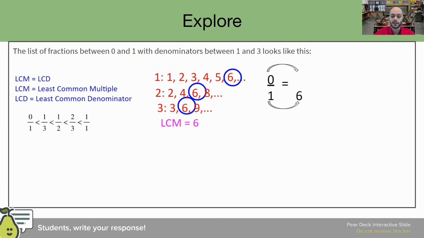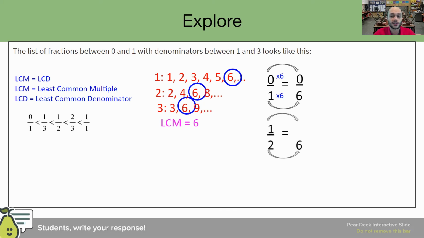Okay, welcome back. If you said that you have to take 1 and multiply it by 6 to get 6, then you are correct. Just remember, what you do to the denominator, you must also do to the numerator. That way you maintain equivalence. 0 times 6 is 0, and 1 times 6 is 6. Good job. So 0 out of 6 is equivalent to 0 out of 1.